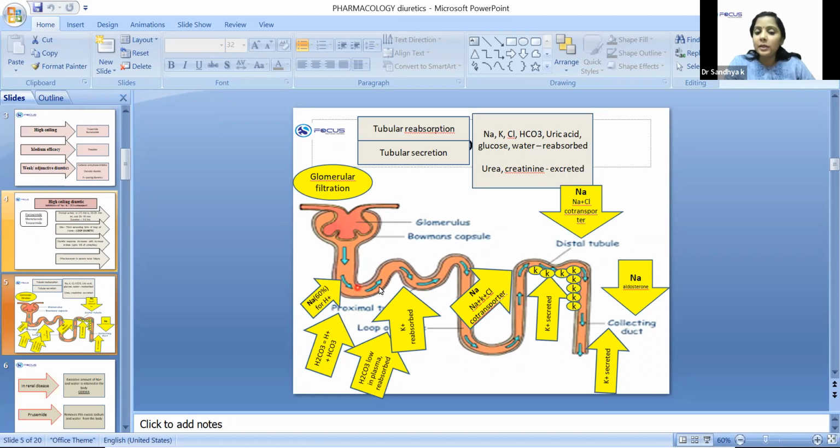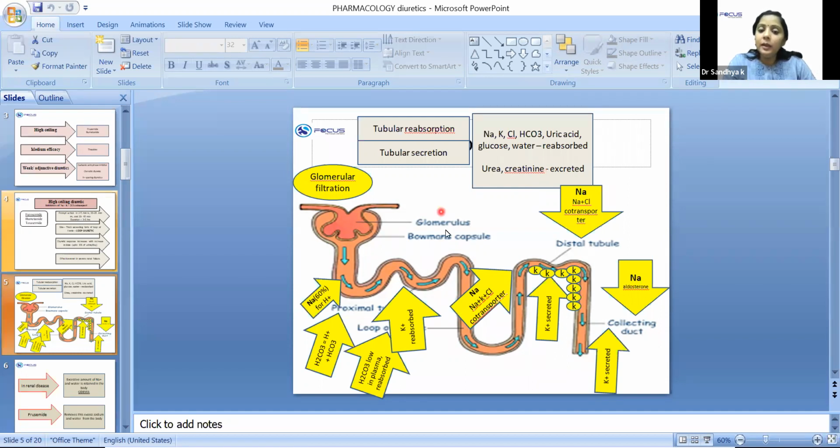When the fluid is passing through this lumen, some substances will be reabsorbed back into the body, which is called tubular reabsorption. Some substances will be secreted into the fluid, which is called tubular secretion. In general, sodium, potassium, chloride, bicarbonates, uric acid, glucose and water are all reabsorbed back into the body, whereas urea and creatinine are generally not reabsorbed and are removed from the body.